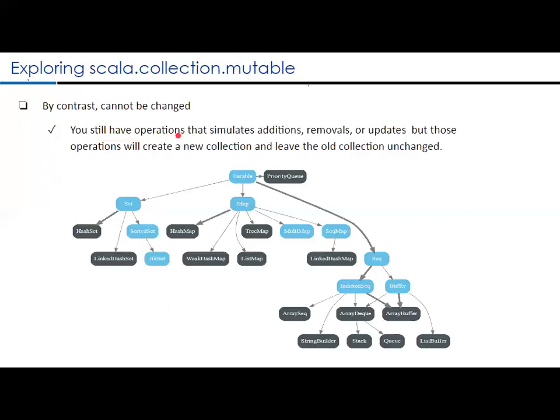You still have operations that simulate additions, removals, or updates, but this is a very important point: those operations will create a new collection and leave the old collection unchanged. That means if you create an immutable collection, even if you perform operations like removal or updates, it will still allow you, but it will create a new collection and leave the old collection unchanged. This is a very important point. Any questions so far? Now let's get into the programming and then you will understand further.